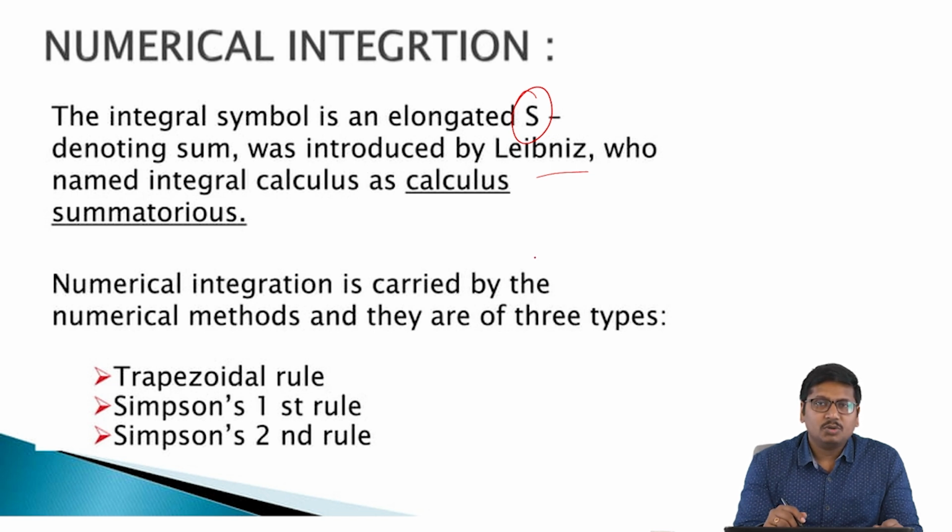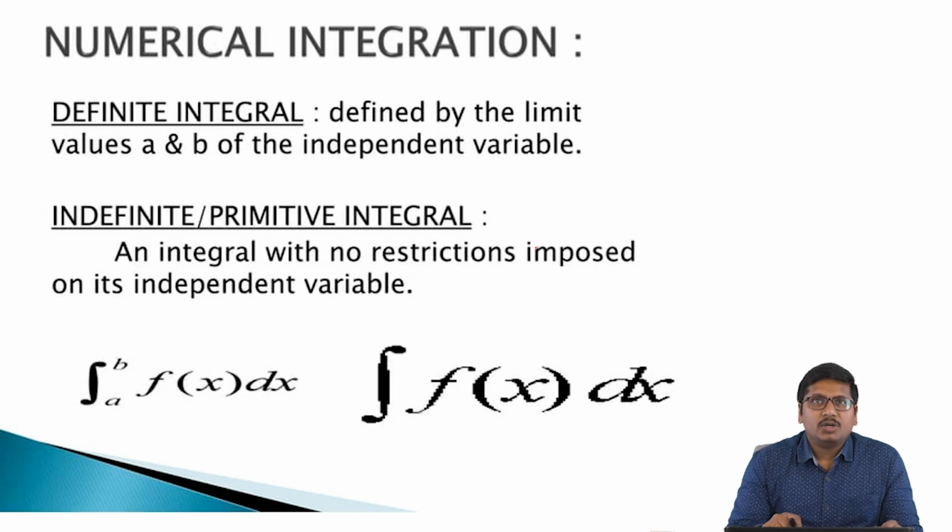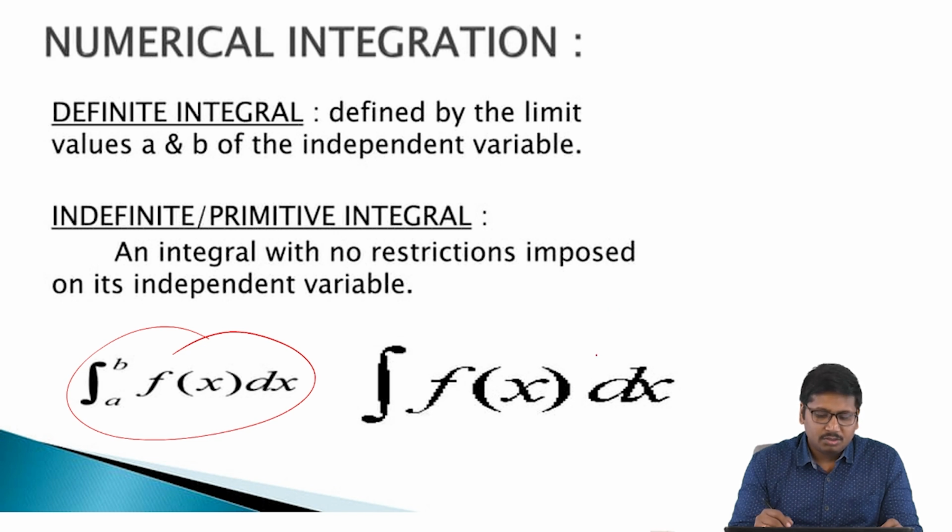And this numerical integration is carried out by numerical methods. In numerical integration, there are two types: definite integrals and indefinite integrals. Definite integrals are defined by the limit values a and b of the independent variable. Indefinite integrals have no limits, and the integration is with respect to the independent variable. Here I represent it as the integral of f of x dx, with the limits a and b. Normally we can also represent it as the integral of f of x dx.